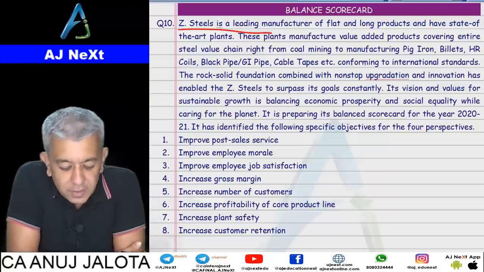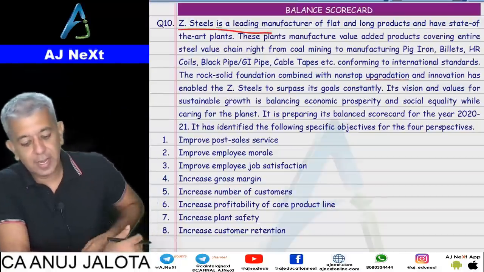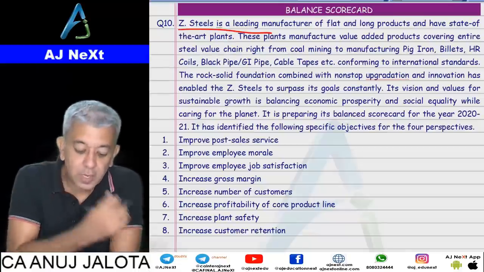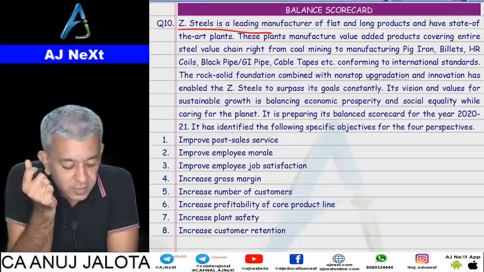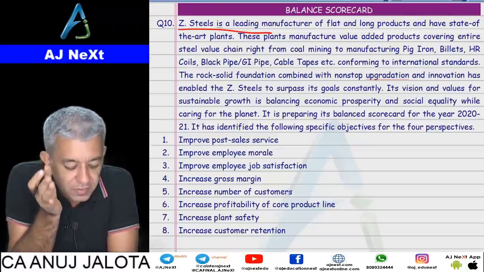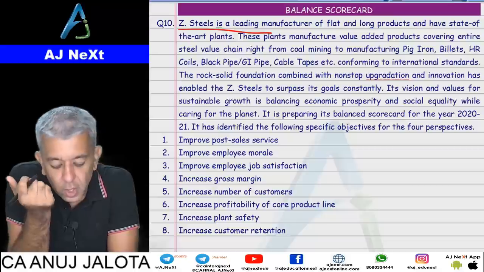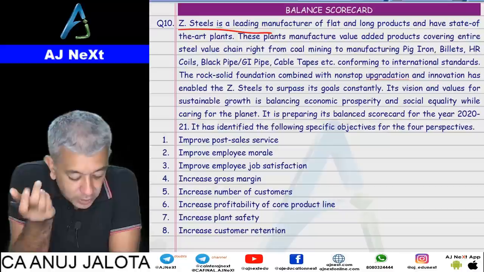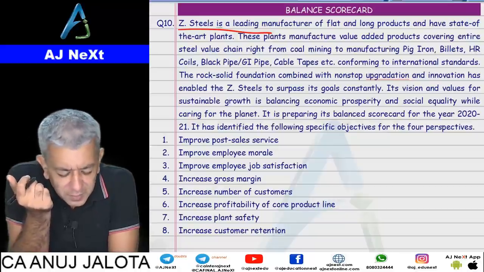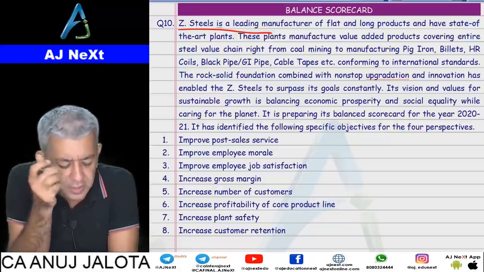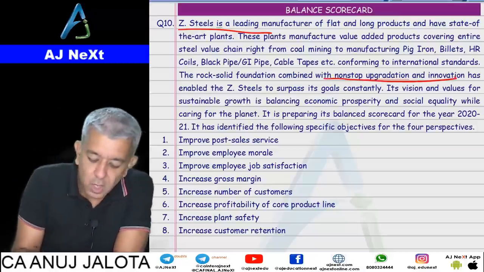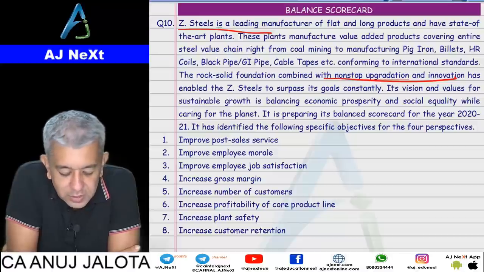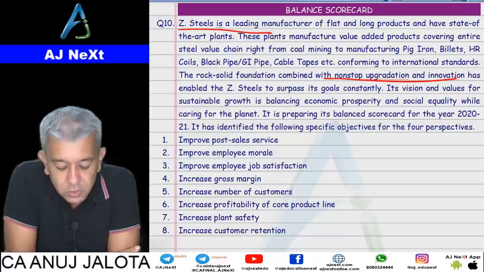Z-Steels is a leading manufacturer of flat and long products and has state of the art plants. These plants manufacture value added products covering the entire steel value chain, right from coal mining to manufacturing pig iron, billets, HR coils, black pipe, GI pipe, cable tapes, etc., conforming to international standards. The rock solid foundation combined with non-stop upgradation and innovation has enabled Z-Steels to surpass its goals constantly.